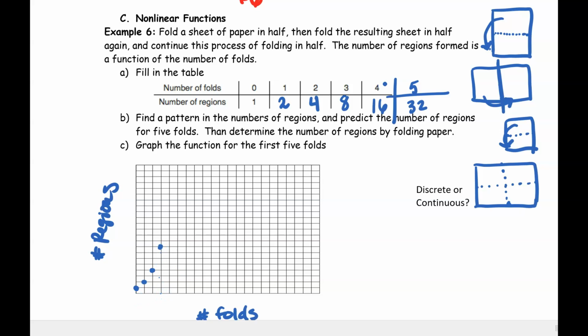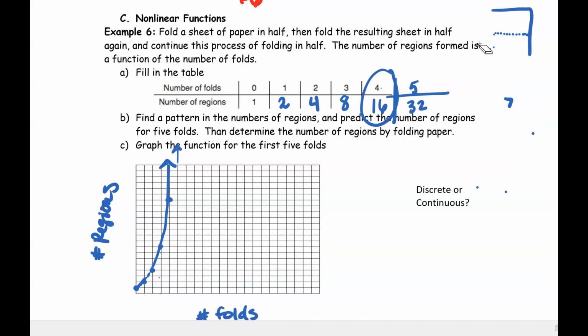And then 4 folds, and I'm just getting the numbers right from the table. So 4, 16. So I go over 4, and then up 16. And then with 5, I can't even graph 5 because it's way off the graph. But I can connect these and make a graph. So notice this is not a line. So it's a non-linear function. It gets pretty big pretty fast. Okay.